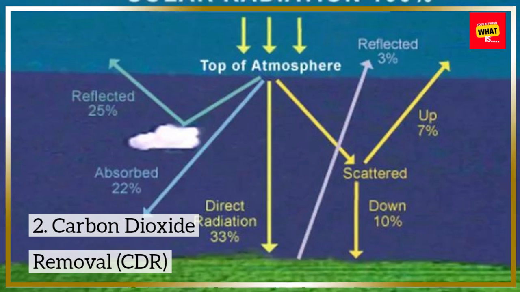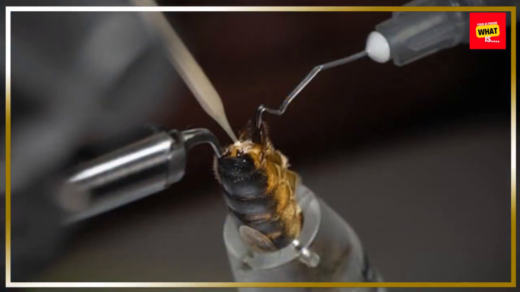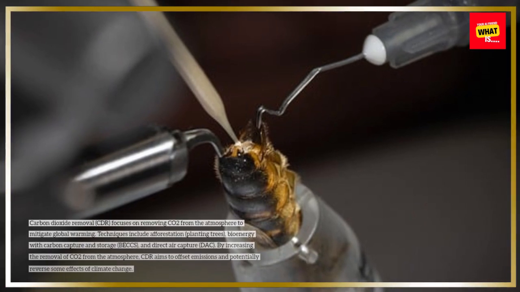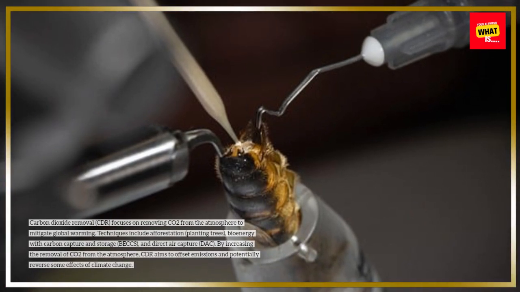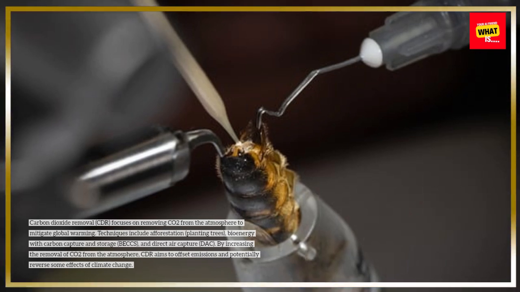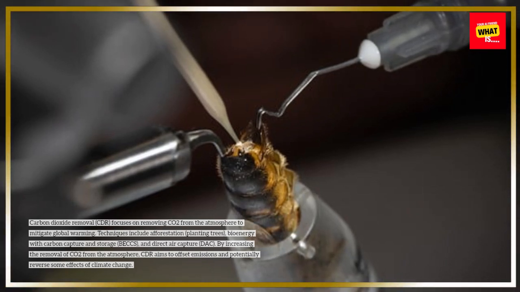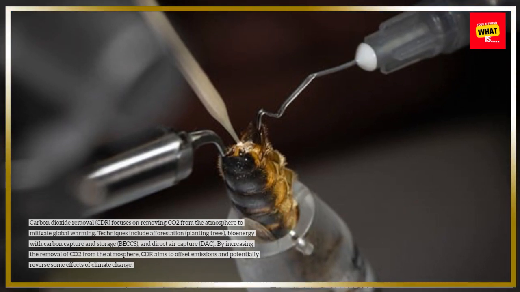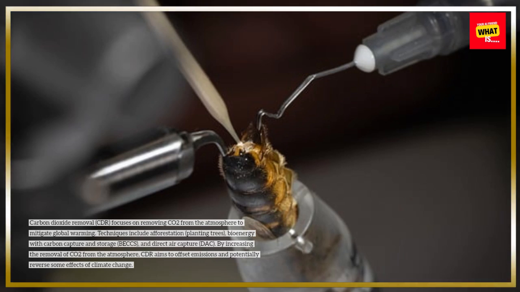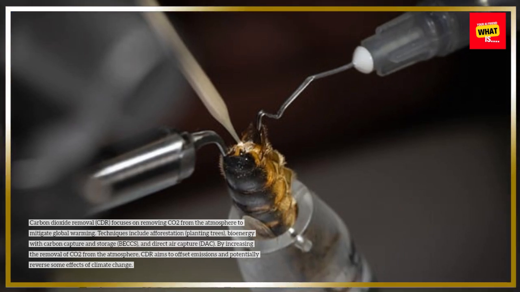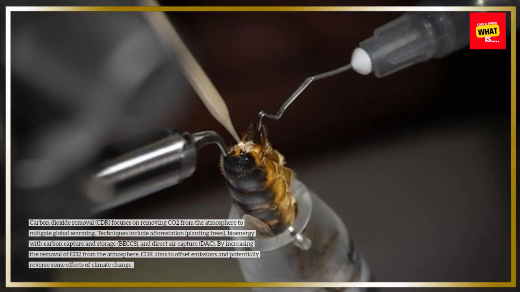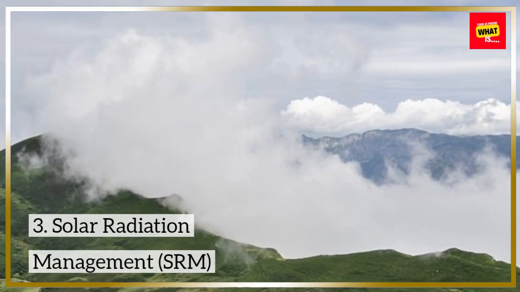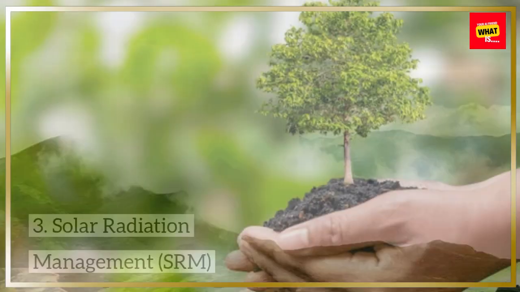2. Carbon dioxide removal, CDR. Carbon dioxide removal, CDR, focuses on removing CO2 from the atmosphere to mitigate global warming. Techniques include afforestation, planting trees, bioenergy with carbon capture and storage, BECCS, and direct air capture, DAC. By increasing the removal of CO2 from the atmosphere, CDR aims to offset emissions and potentially reverse some effects of climate change.